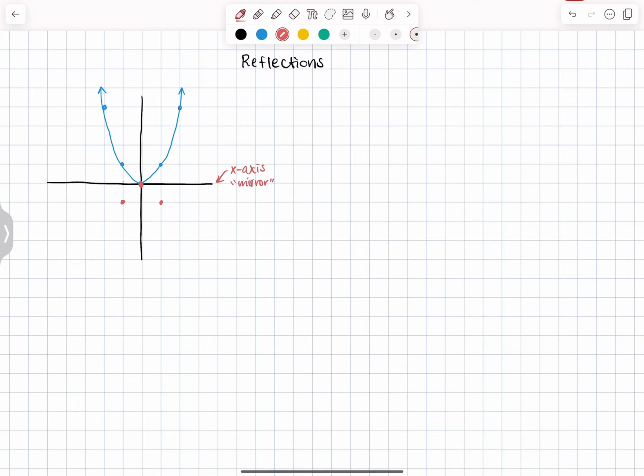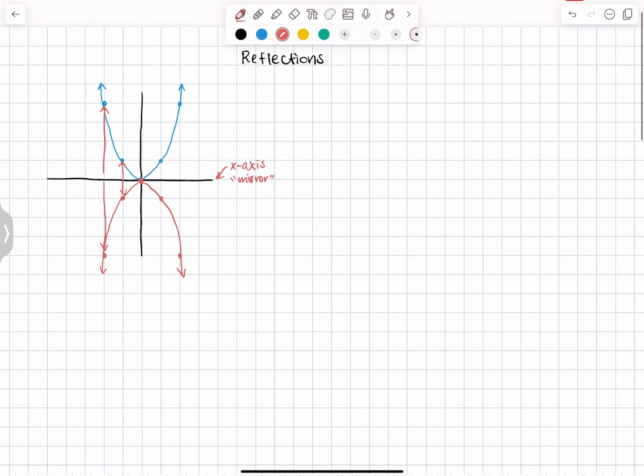So, point here. You're going exactly one up, you're going to go 1 down here. And then 1, 2, 3, 4. So you're going the same distance on this side, the same distance on this side. So you're kind of building this reflection, this mirror image through the x-axis.